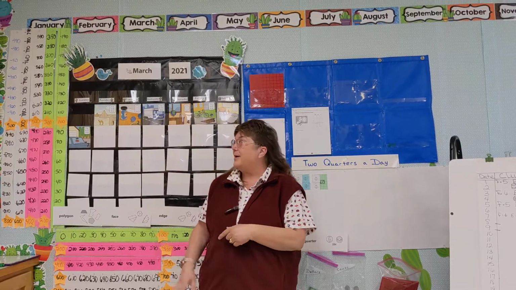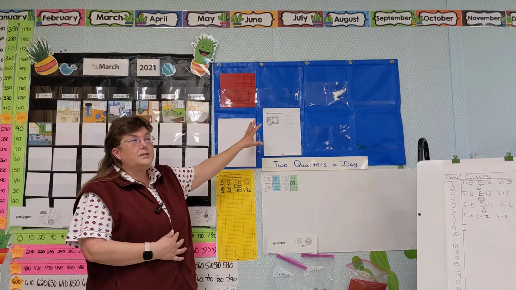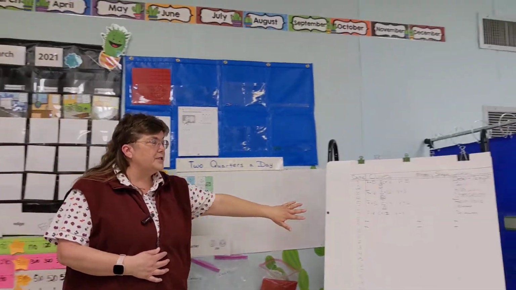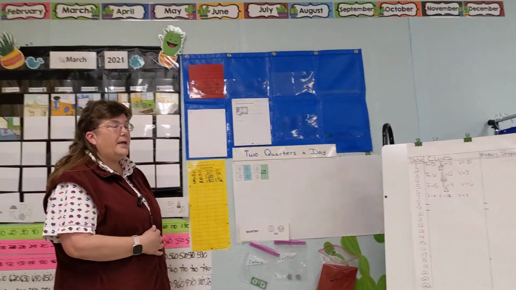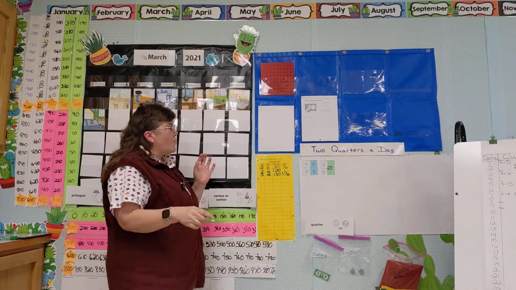Today we're going to go over our calendar. We are going to do some checking. We're going to collect 2 quarters. We'll finish a couple things on our chart today. And that is it. Okay, you guys, let's get right into it.